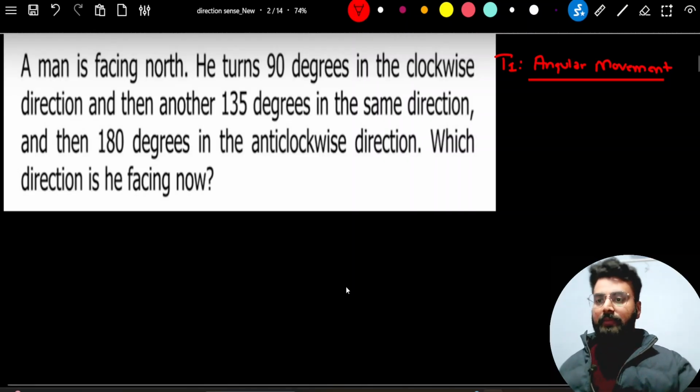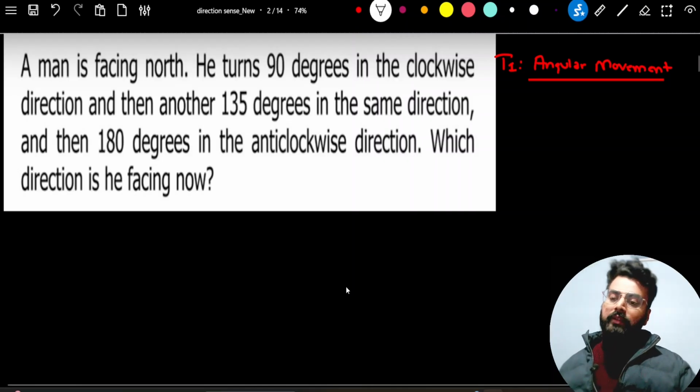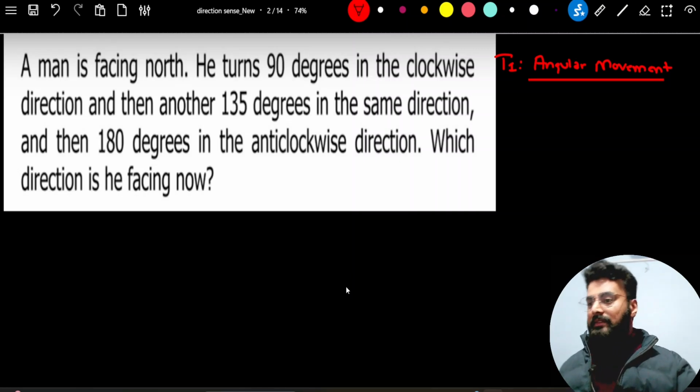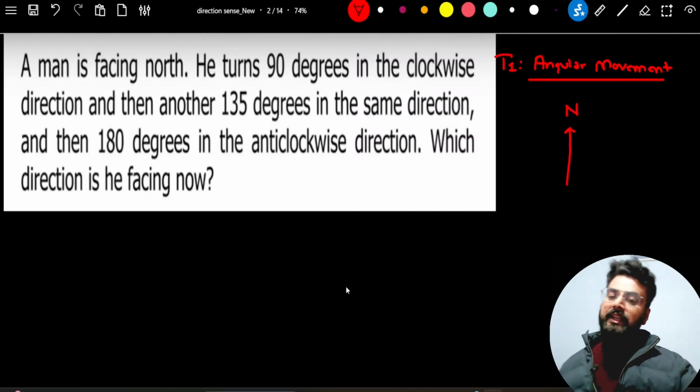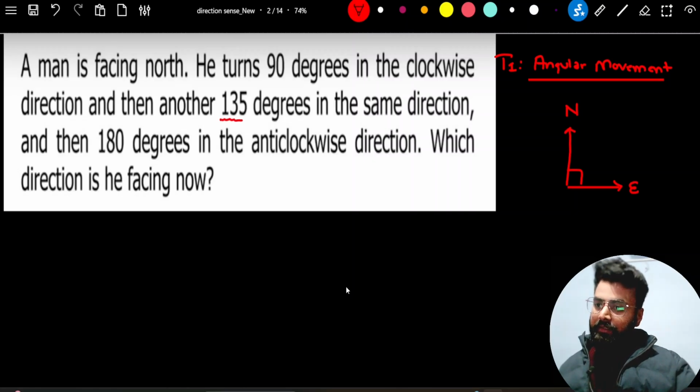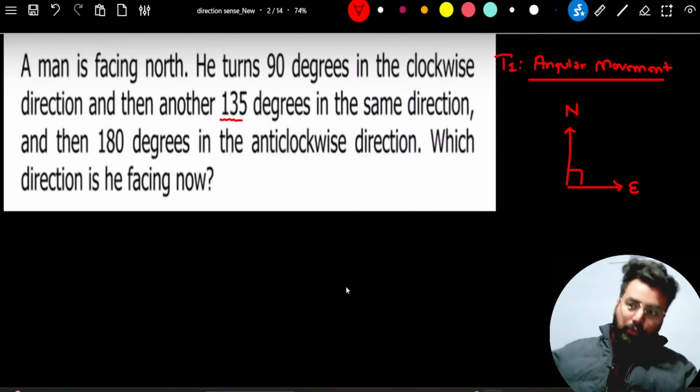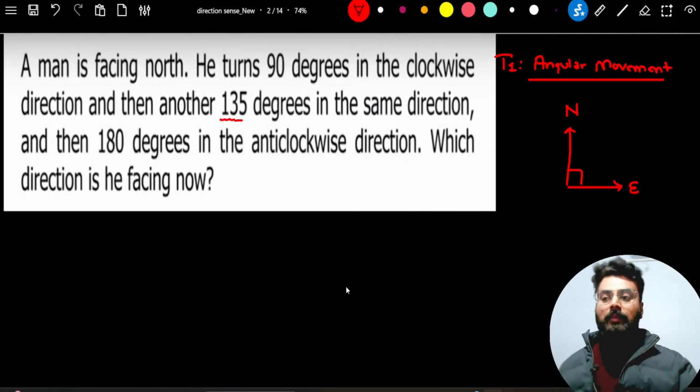Now to answer this question, if you try to solve this question conventionally, you will just start with the first statement. The man is initially facing in the north direction. So you would say he's facing in the north direction. Then he turns 90 degree in the clockwise. So from here, if he turns by 90 degree, he will face in the east direction. From there, again he is moving in the same direction, means clockwise. But this time the movement is 135 degree.